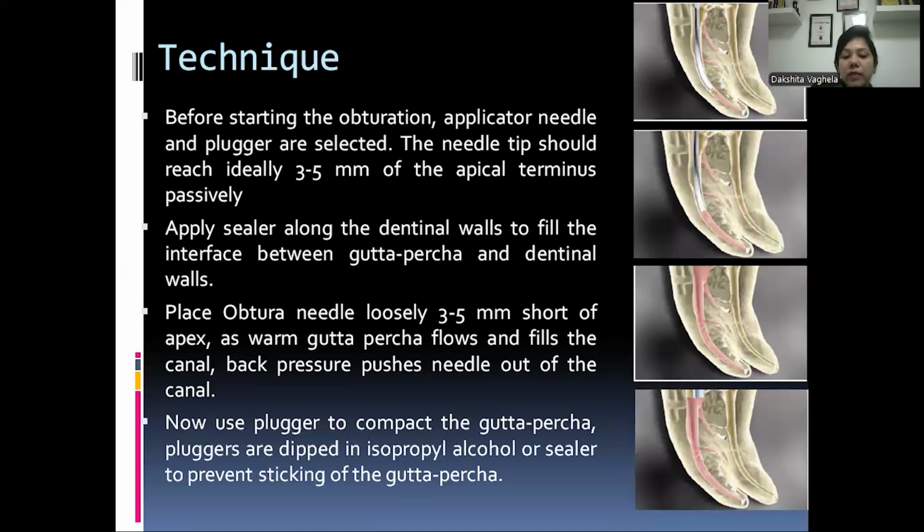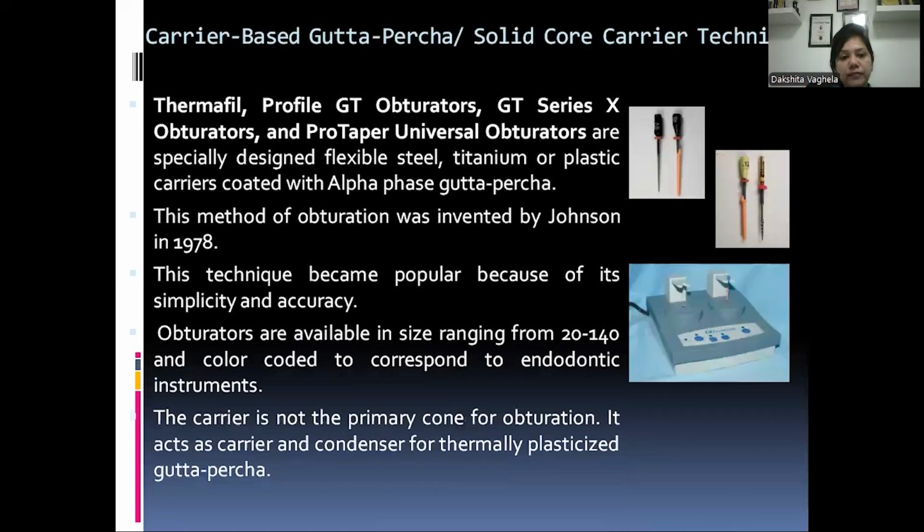And with back pressure, it pushes the needle out of the canal, because as the canal is getting filled from the apical end, your needle is being pushed outwards. Okay, so there is back pressure because of the heated GP which is filling the canal at the apical terminus. Now use a plugger to compact the GP. Pluggers are dipped in isopropyl alcohol or sealer to prevent sticking of the gutta percha.